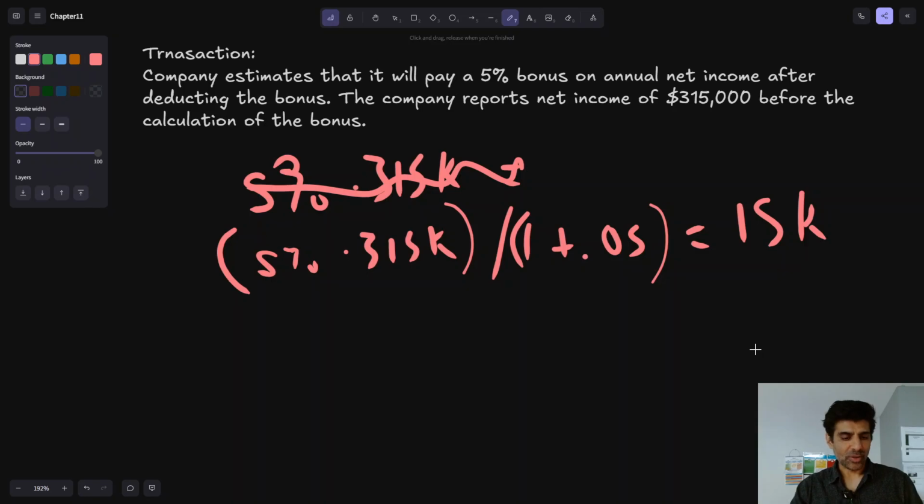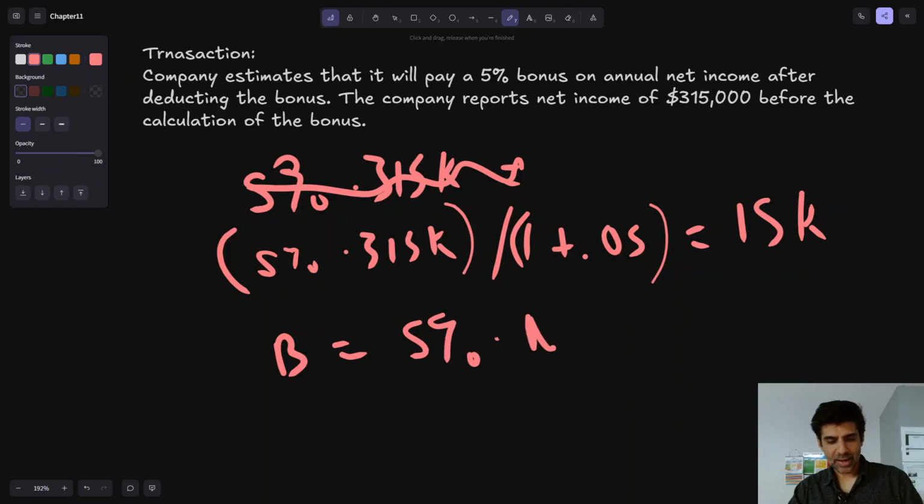So there's two equations, okay? 5% of our net income is going to be the bonus. So the bonus equals 5% times NI. Okay, there's two variables and only one equation so far. So we can't solve this yet. Okay, we need another equation.